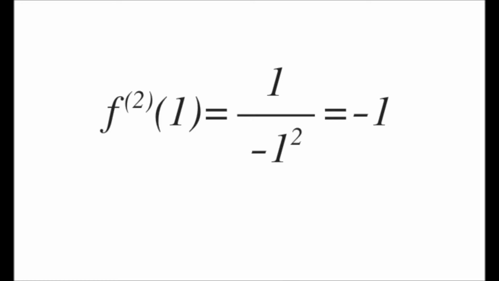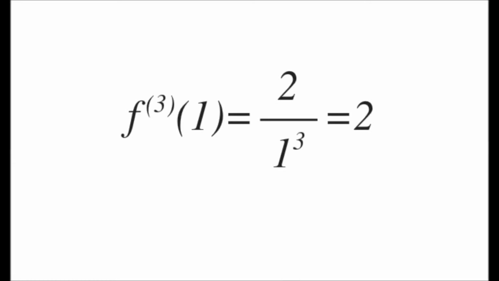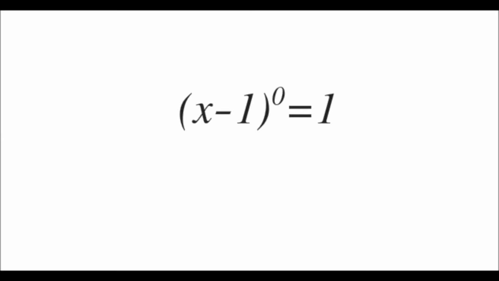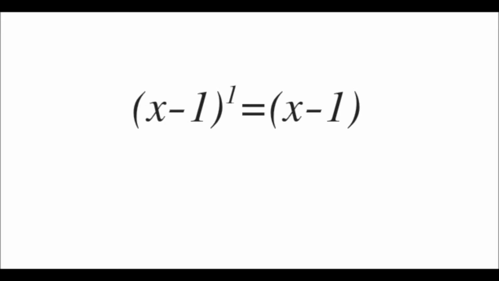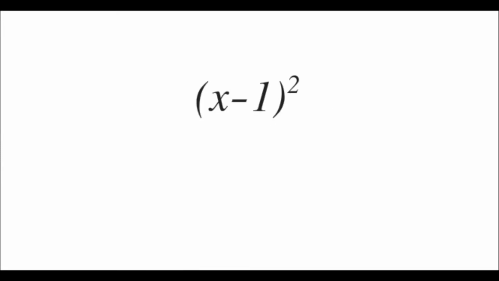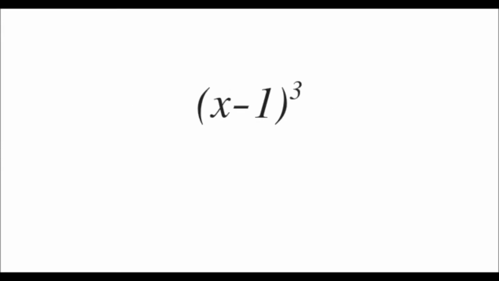Evaluated at x equals 1, we get negative 1. The third derivative of ln of x is 2 over x cubed. Evaluated at x equals 1, we get 2. Those are our first 3 derivative parts for ln of x. Now we need 3 function parts for ln of x. The first function part is x minus 1 raised to the 0, which simplifies to 1. The second function part is x minus 1 raised to the first, which simplifies to x minus 1. The third function part is x minus 1 squared. The fourth function part is x minus 1 cubed.